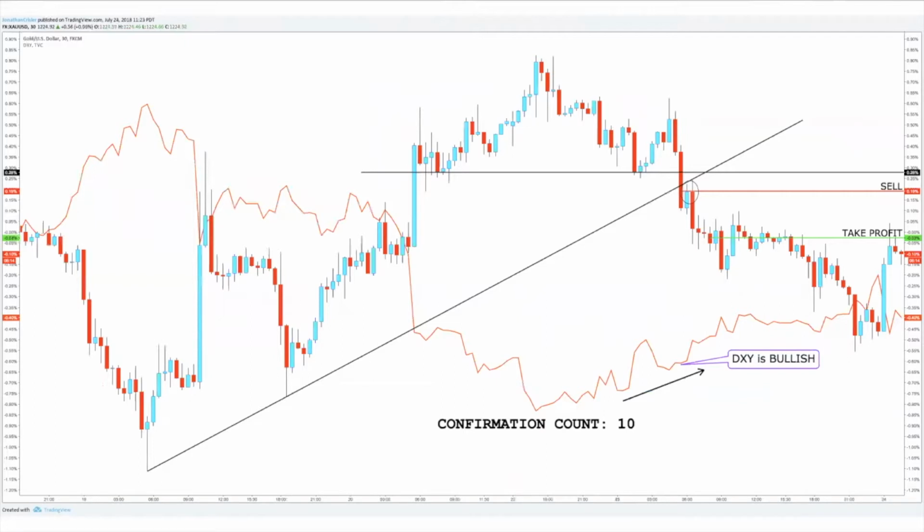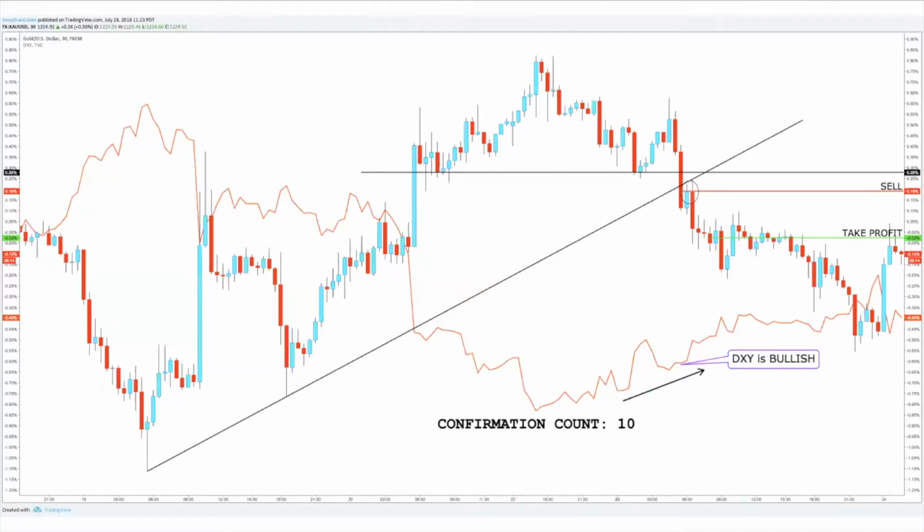We can see that the dollar index is going up, and since this chart is demonstrating the price of gold, gold does the opposite of the dollar index. So since we see the dollar index rising, we expect to see this falling. So that was our 10th and final confirmation. So right at that moment, we can see I circle right there. That's where I took the sell position.